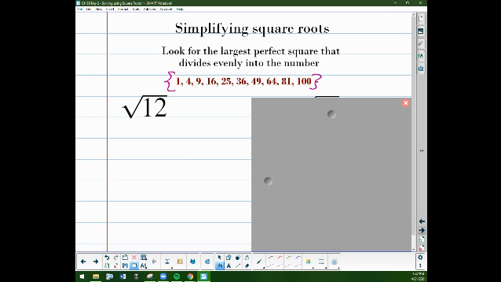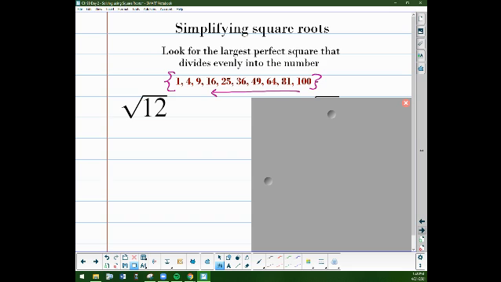But what some people want to do when they're looking through this is start with the number 1 and work their way up until they find the first perfect square that divides into 12. But we're going to do the opposite, because if you go from the smallest perfect square to the largest, you might not find the largest perfect square that goes in. So when we're hunting for the largest perfect square, we want to go largest to smallest.